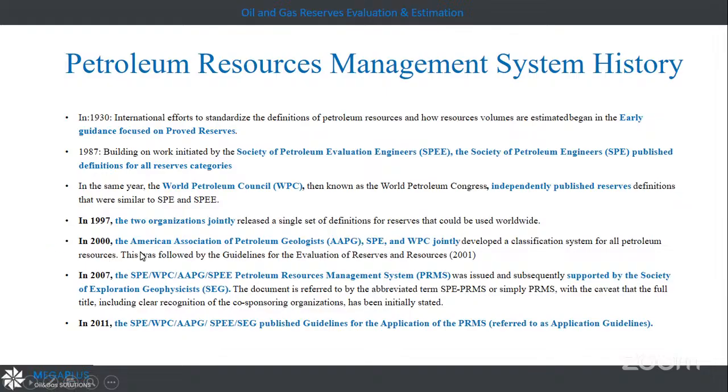In 2000, the American Association of Petroleum Geologists, the AAPG, the SPE, and the WPC jointly made the classification and the guidelines in 2001. In 2007, the SEG joined and supported the society. In 2011, the SEG joined officially and published a guideline application called PRMS, and we are working with it right now. And I think the last update was in 2018.